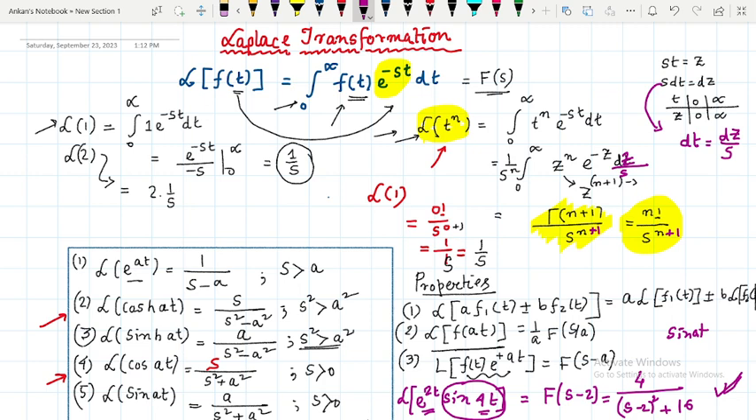Similarly, you can obtain that when the exponent of f(t) has e to the power minus at, not plus, minus at is present, and you have to find the Laplace transform of this, then it will result in F of s plus a. Okay, this is known as the first shifting property.